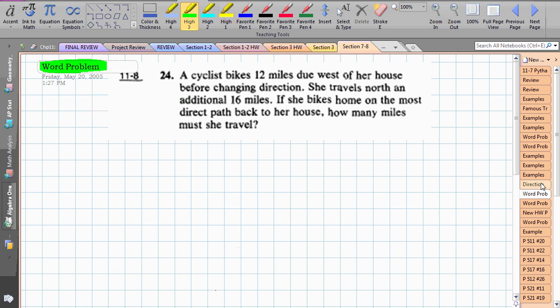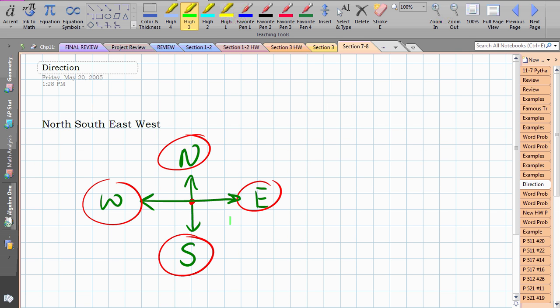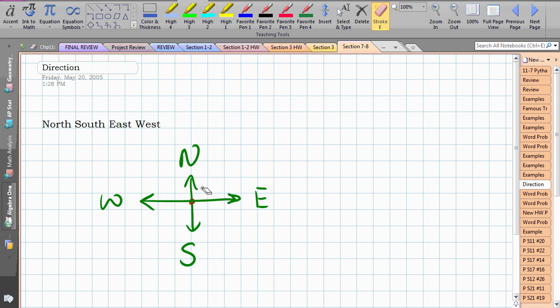Well, before we get started here, you've got to be comfortable with some basic things that maybe we learned in elementary school. Where is north, south, east, or west? Through the years, I have actually seen lots of confusion from students upon what direction is. So north and south go up and down. North is up and south is down here, and this is east and west.